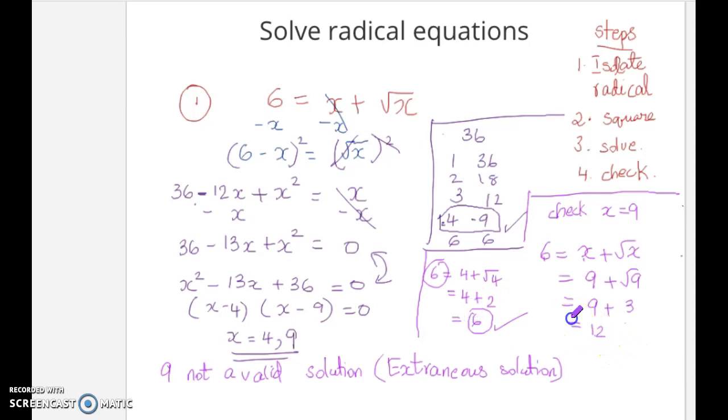This is correct. Here 6 is not equal to 12. This was false, so this ended up being an extraneous solution. When you checked for 4, we got a true equation. So we can say that 4 is a valid solution, or just 4 is a solution.